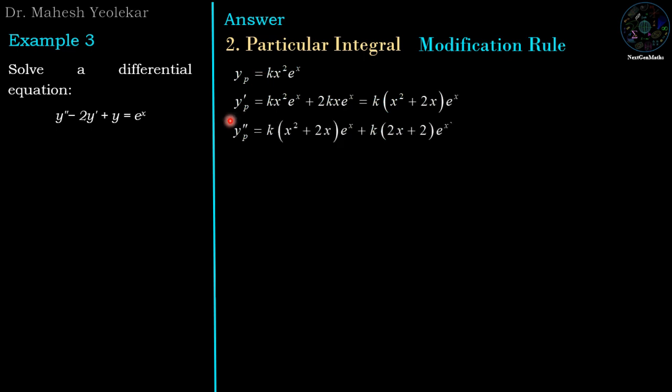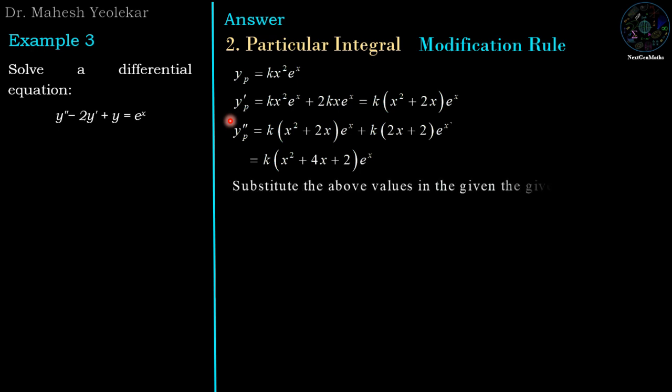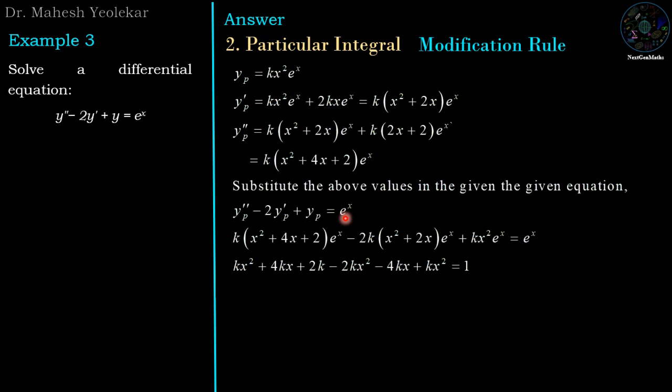Now substitute the derivatives of yp in the given differential equation: yp double dash minus 2 yp dash plus yp equal to e power x. Substitute the values of yp, yp dash and yp double dash. Then if we simplify, we have kx square plus 4kx plus 2k minus 2kx square minus 4kx plus kx square. So kx square minus 2kx square plus kx square cancel. Similarly 4kx cancels with minus 4kx, and we have only the constant term, 2k equal to 1, so k equal to 1 by 2. Substitute the value of k in the assumed yp: yp equal to 1 by 2 x square e power x.